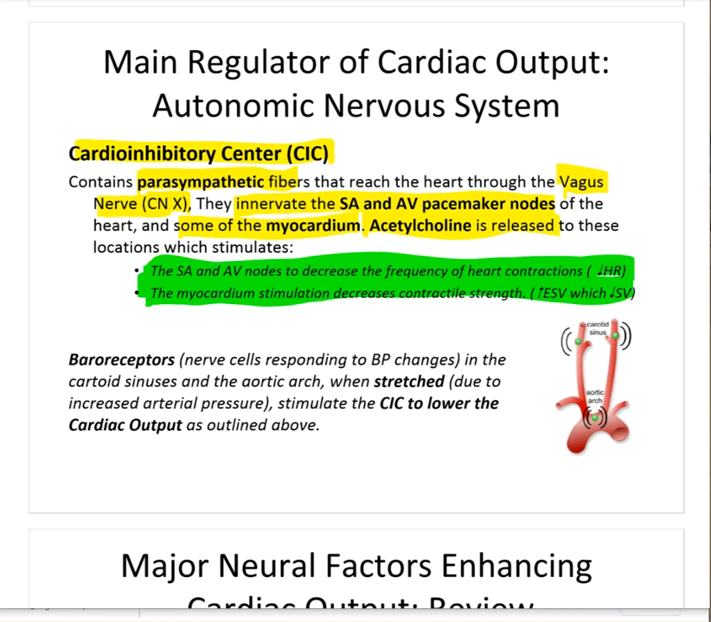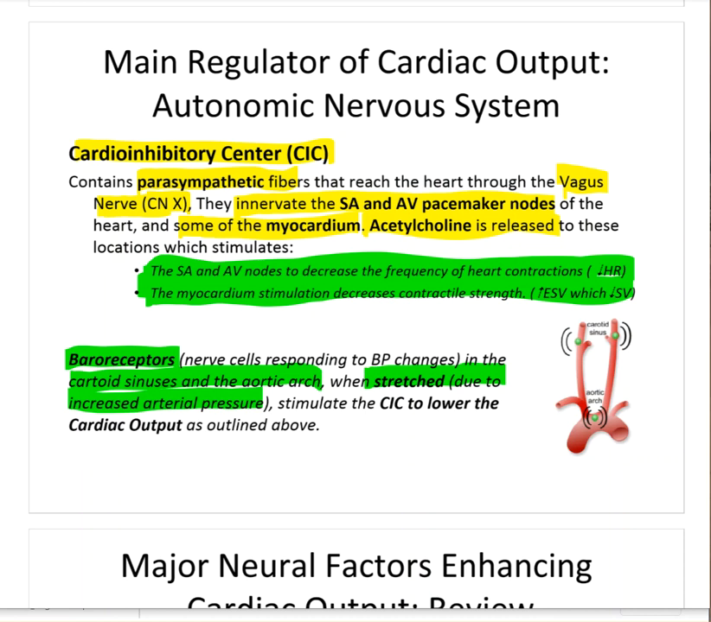Now, another little side note here. There are baroreceptors also in the carotid sinuses and the aortic arch. Look at where these are. Here's our aorta, so there are baroreceptors there. Here are our carotids. There are baroreceptors there. When these baroreceptors in the carotid sinuses and the aortic arch sense stretching, this would be due to increased arterial pressure. This means our blood pressure is higher.